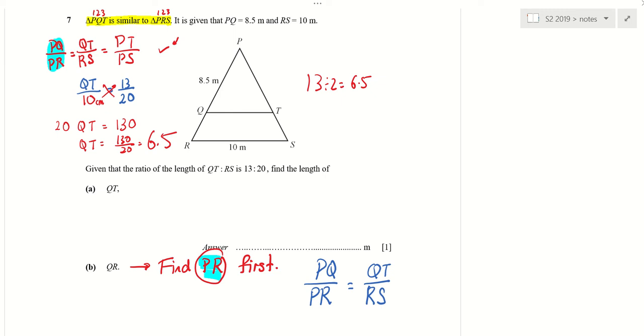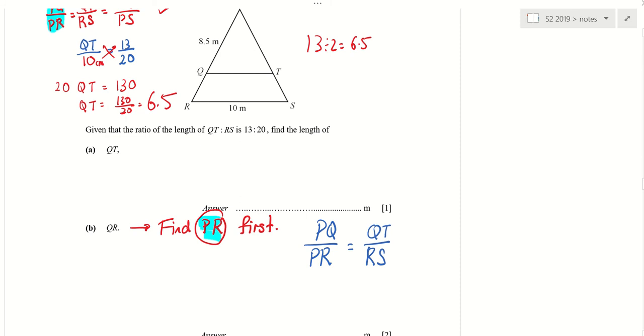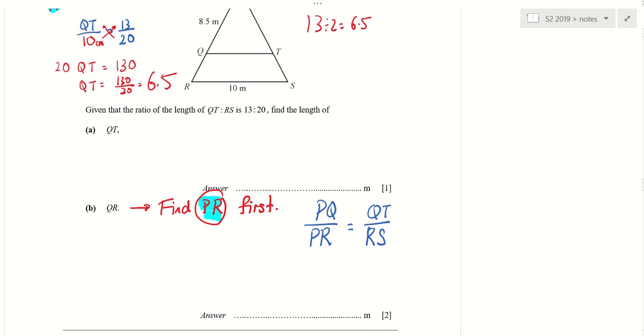Why must find PR first? Because once I find PR, I can take PR minus 8.5 to find the value of QR. Do you agree? I want to find PR first because I want to minus. So let me write down again. PQ is 8.5. PR is I don't know. QT is 13 over 20. Everyone clear on this?